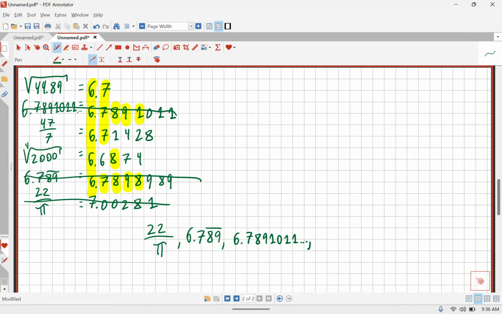Great. Which one's next on my list? Let's see if I can get a little bit of help, and that is going to come from Rachel. What would be the next one on my list? 47/7. Very good. Because that is just a little bit heavier than which one, Rachel? Yeah, the square root of 44.89, which means the lightest case is the fourth root of 2,000.